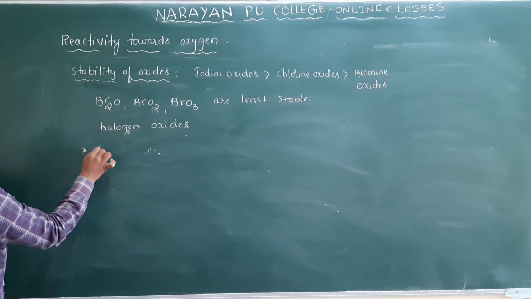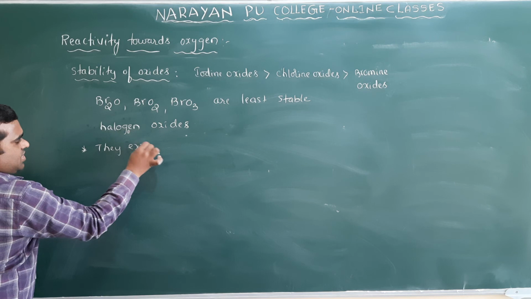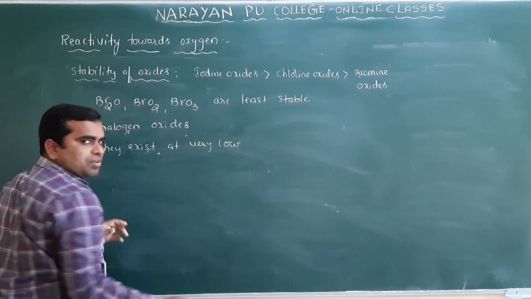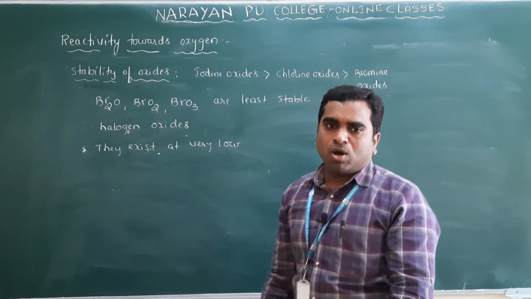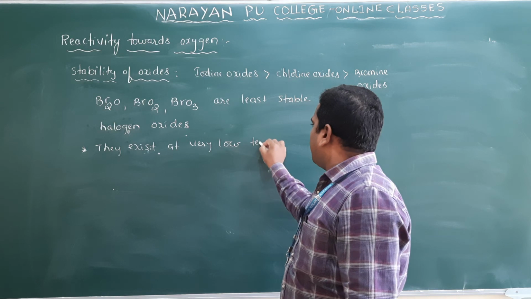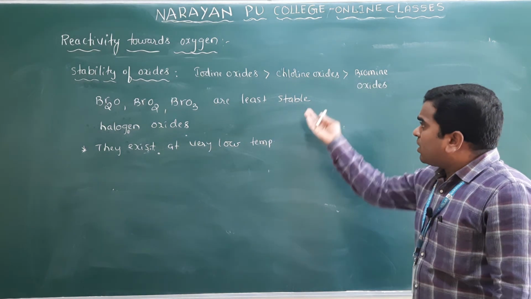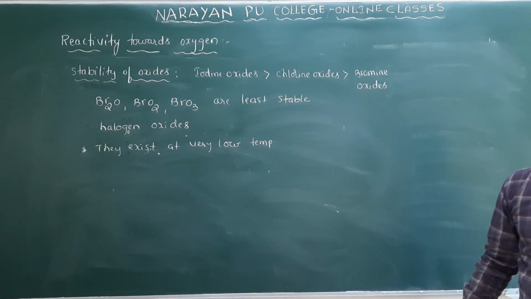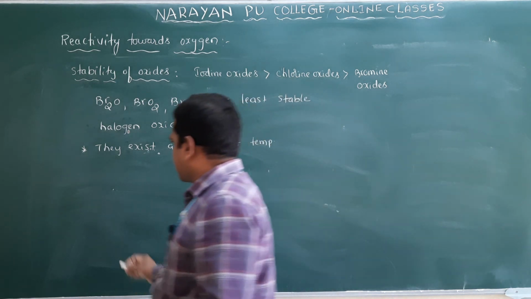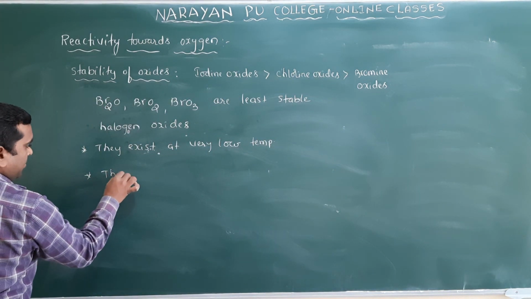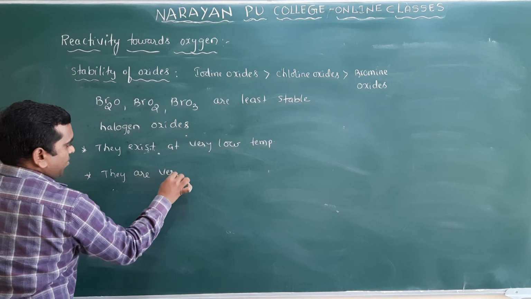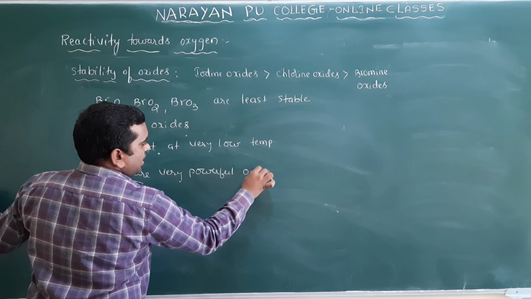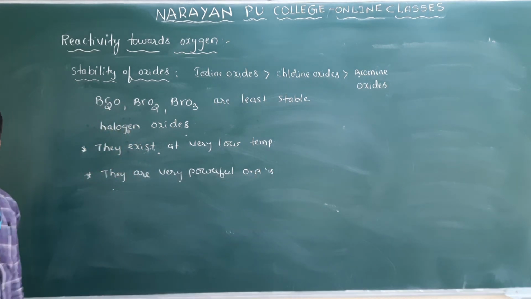So they exist at very low temperatures because they are least stable. If you maintain high temperature, they will break down the molecule. So that's why they exist at very low temperatures. And because these are very unstable, they can act as very powerful oxidizing agents.